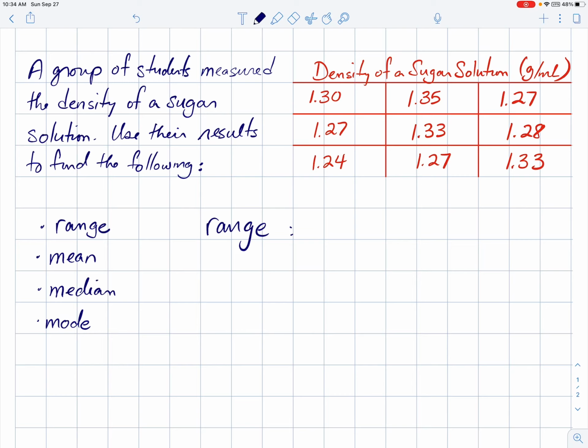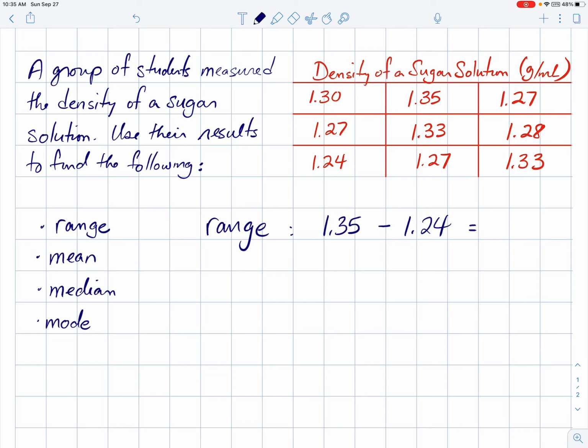So in these numbers, the largest value was 1.35, the largest measured density, and we subtract the smallest density value. So looking at these numbers, the smallest density appears to be 1.24. So subtracting the largest minus the smallest gives you the range, how spread out the numbers are. There are other, even better ways to find how spread out the data is, but this is a very simple way to do it.